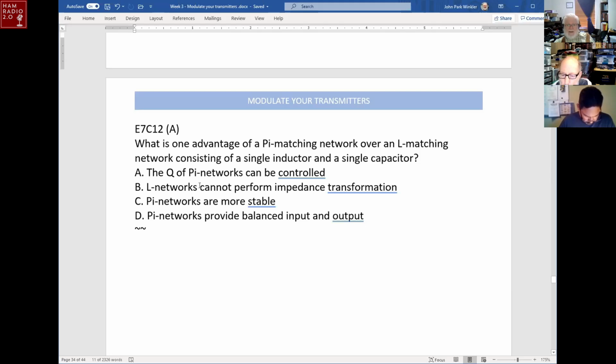L networks can perform impedance transformation. Pi networks are not more stable. You've got passive elements in them. Pi networks do a better job of filtering. Pi networks provide balanced input and output. We're not talking about balanced here at all, and pi networks are not balanced. The capacitors are grounded, so it's unbalanced. And the answer still is A.